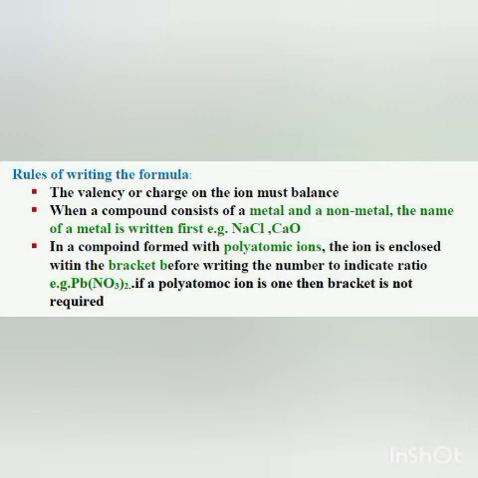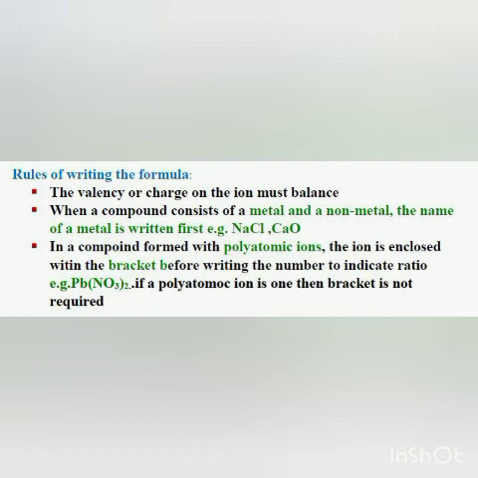In the compound, if there is a metal and also a non-metal, then first we write the metal followed by the non-metal. Now, in a compound which is formed with polyatomic ions, like NaNO3, or you can see here the example PbNO3, the ion is enclosed within brackets before writing the number to indicate the ratio. And if the polyatomic ion is 1, then the bracket is not required.